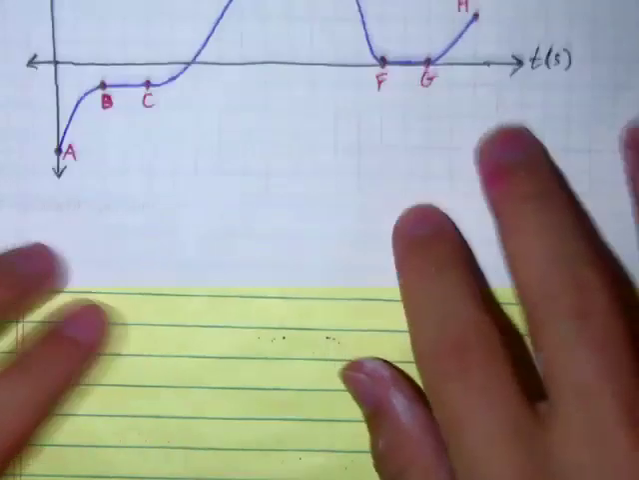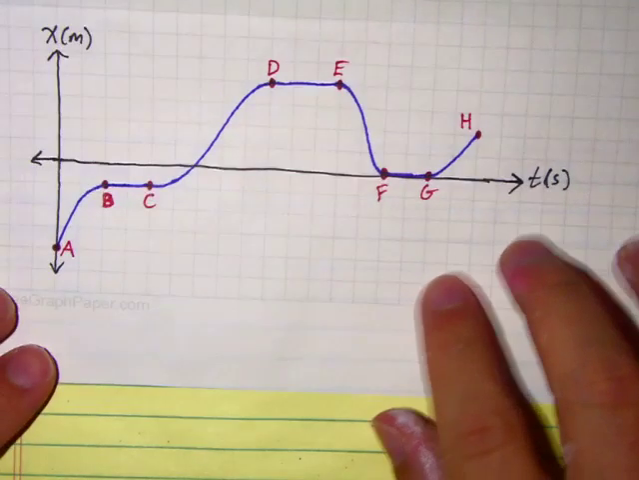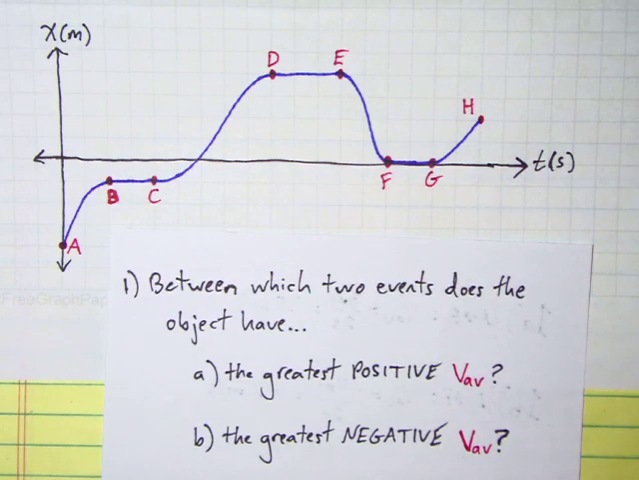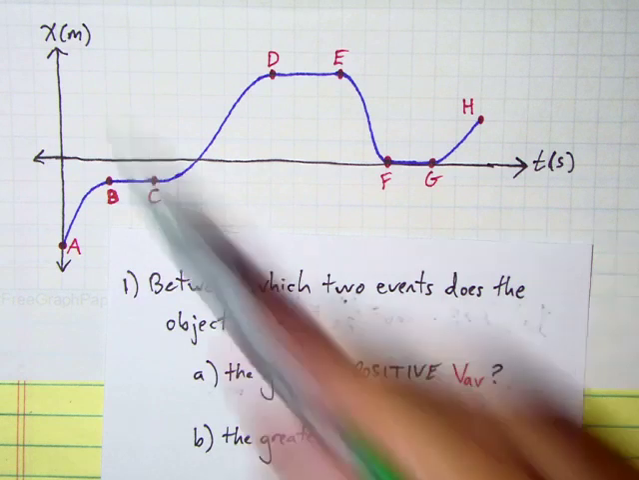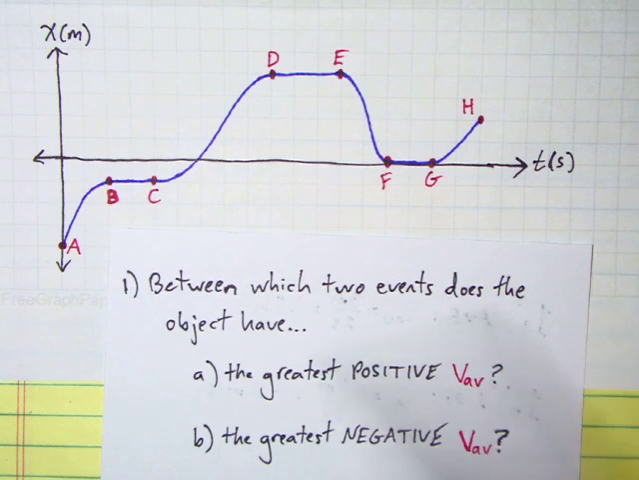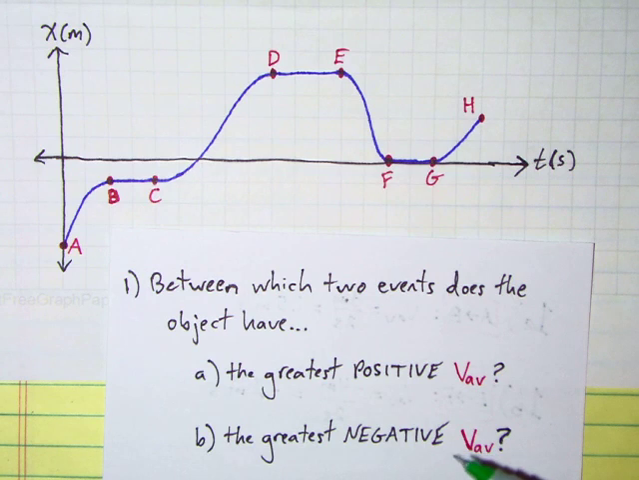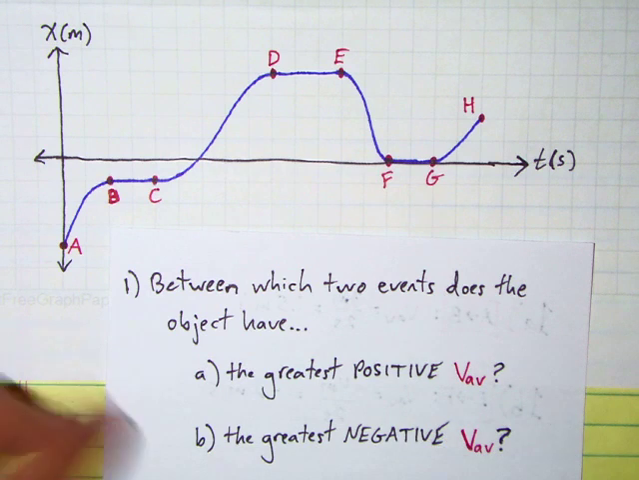take a look at this other motion graph for some other object. Pause the video for a moment and answer this. Between which two events on this position versus time graph does the object have the greatest positive average velocity? And between which two events does it have the greatest negative average velocity? And I want you to think about what we've just learned in terms of slope of a line connecting these 2 points to come up with this answer. Ready?